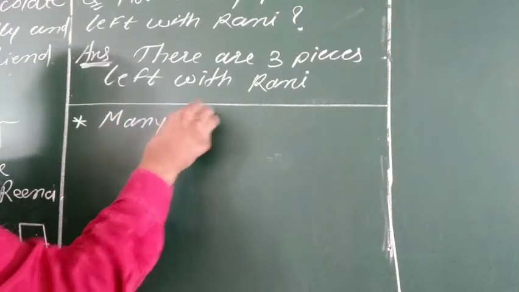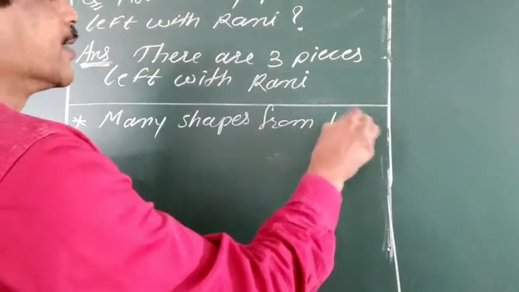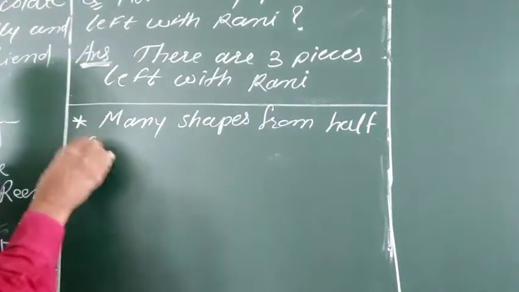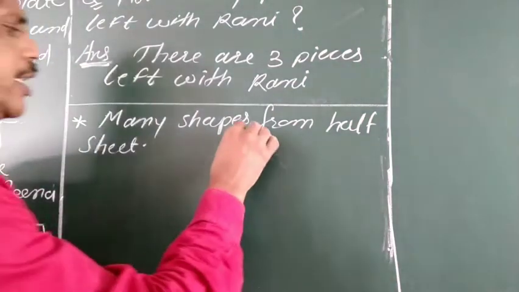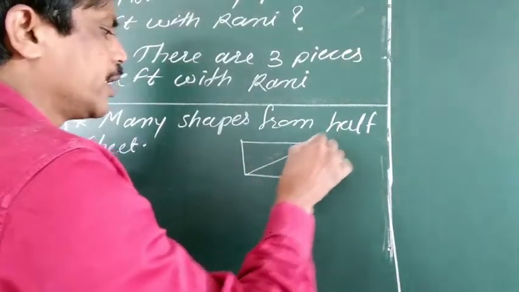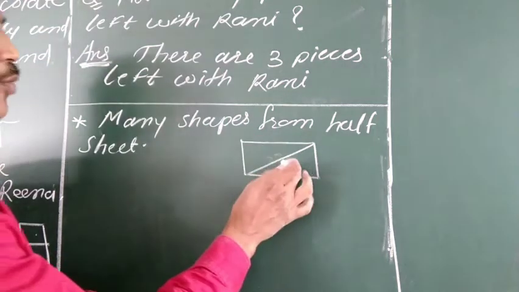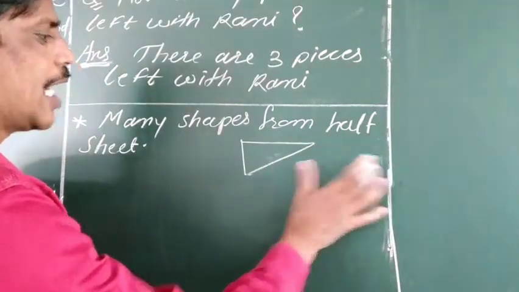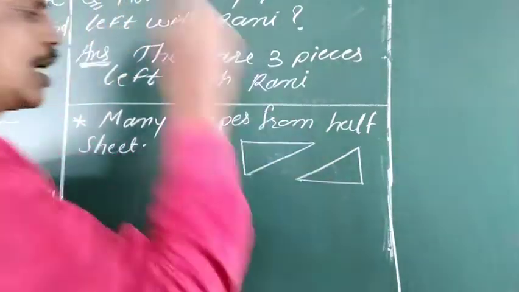Mini shapes from half shape. See, this is your rectangle. Now, these are the 2 halves of this rectangle. This is 1 half, this is 1 half. It means this is one half shape and this one is another half shape.